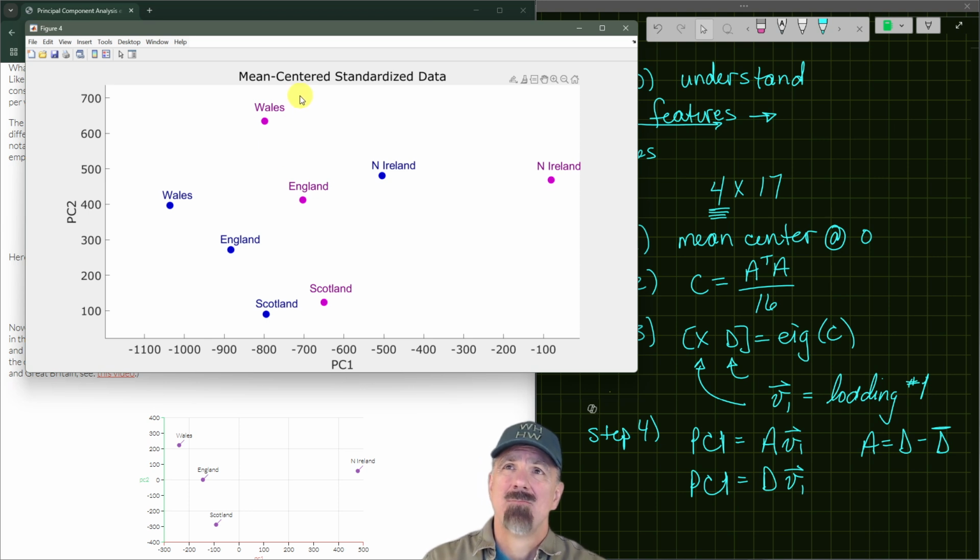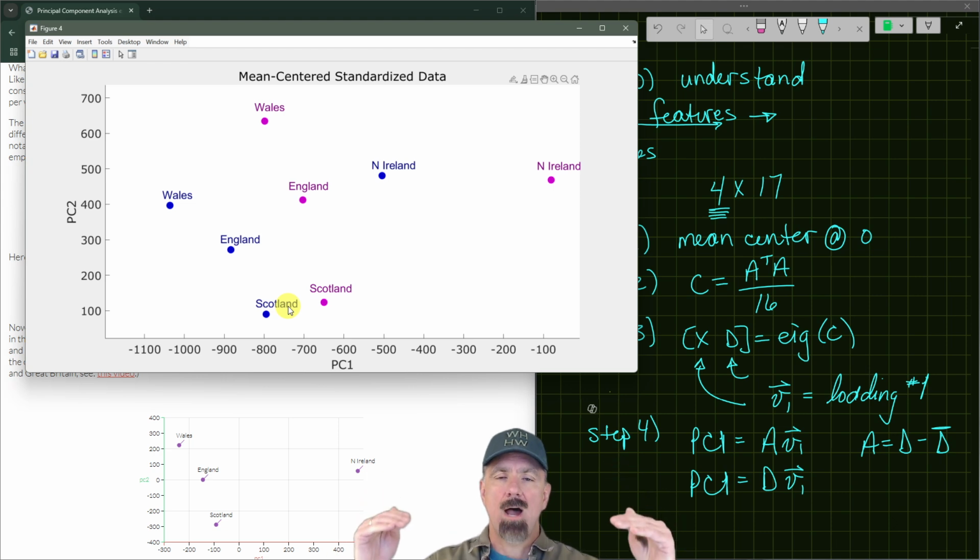So what we see is the mean-centered standardized data is in blue, and then just the mean-centered data is the original magenta. This gives us the indication of what we saw previously. These are the data that match up exactly with what we have in the website. And then with the standardized data, you can see Northern Ireland for principal component 2 doesn't change very much. But Wales and England, and to a lesser degree Scotland, all drop when we standardize the data.